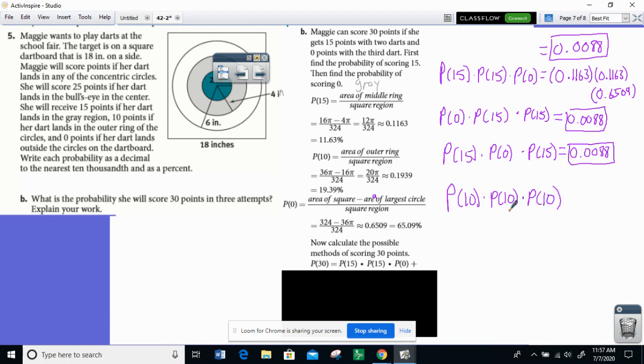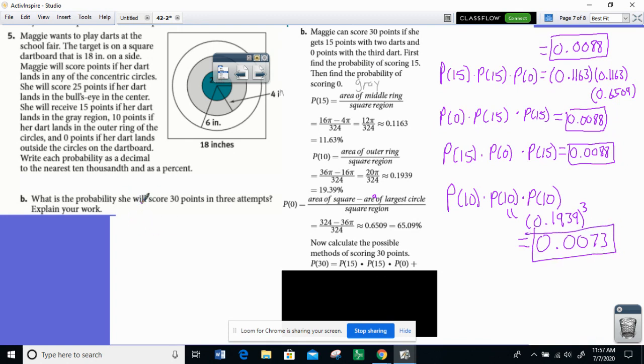Now we just have to think about the probability of getting 3 10s. Well, that's a probability of 0.1939 for 1 10, but there are going to be 3 different times we want her to get exactly 10. So that probability, 0.1939 to the 3rd power, comes out to be 0.0073.